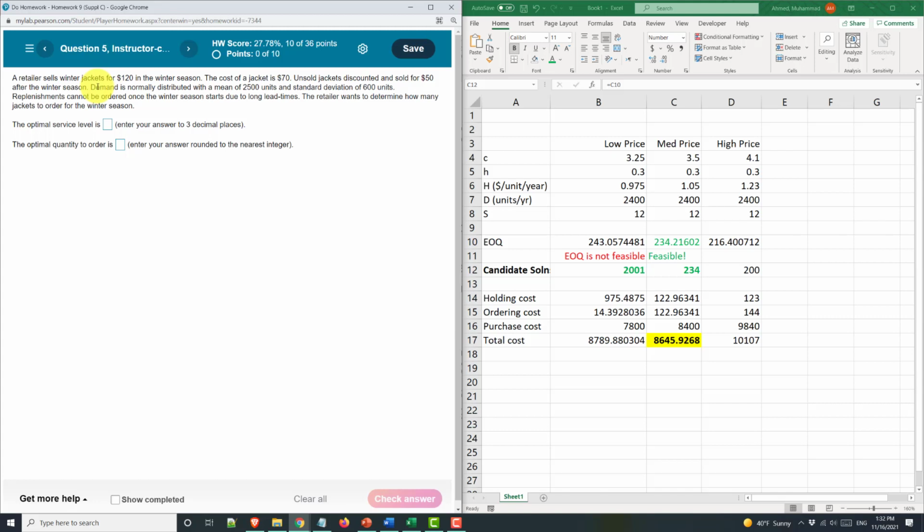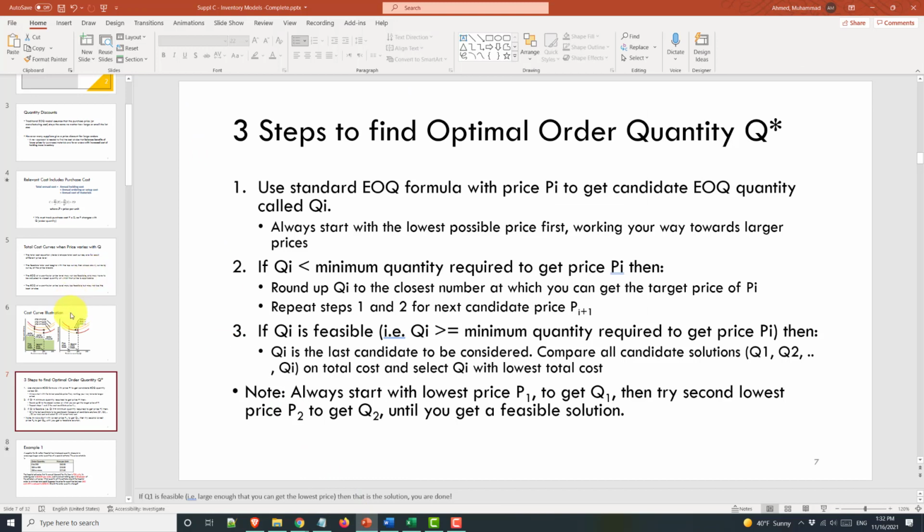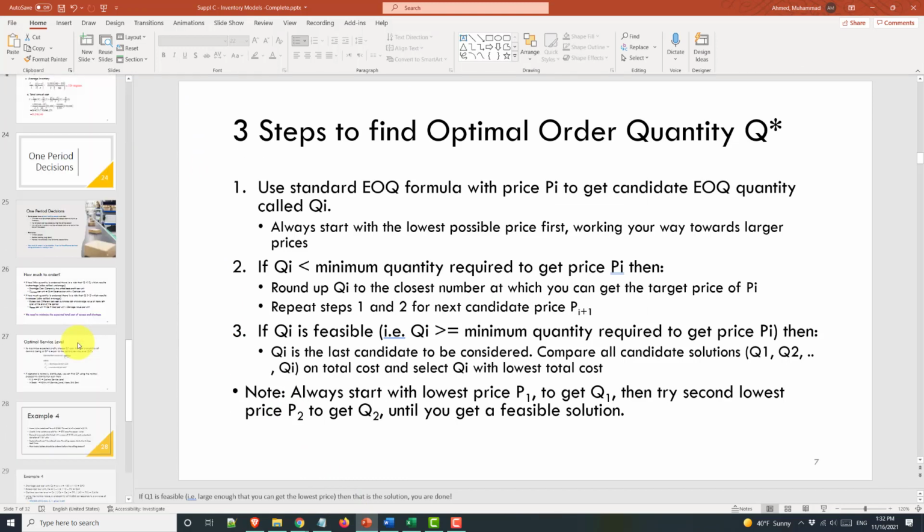Replenishments cannot be ordered once the winter season starts due to long lead times, and we have to determine how much quantity to order. Now the key phrase is replenishments cannot be ordered. In all of the inventory management we have done in chapter 9, the continuous review system, the periodic review system, you reorder again and again and again. But when you cannot reorder, you cannot have a replenishment, that's a different class of problems, which we do in Supplement C, which are called one-period decisions.